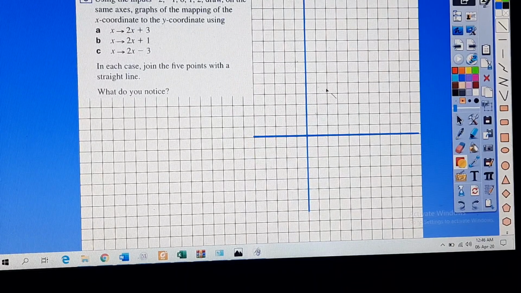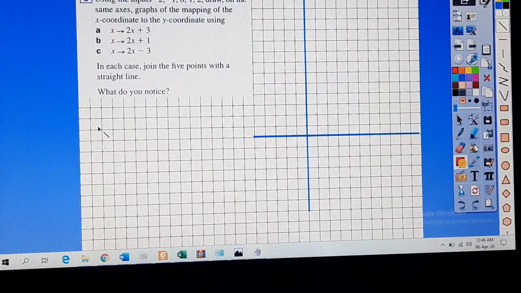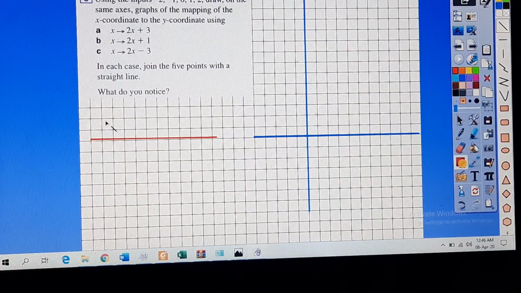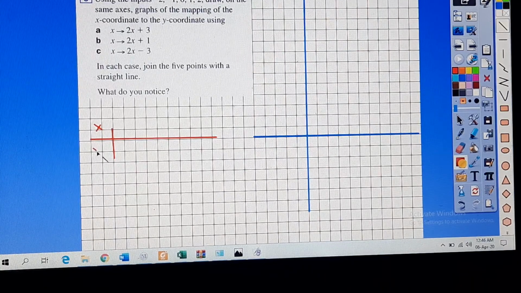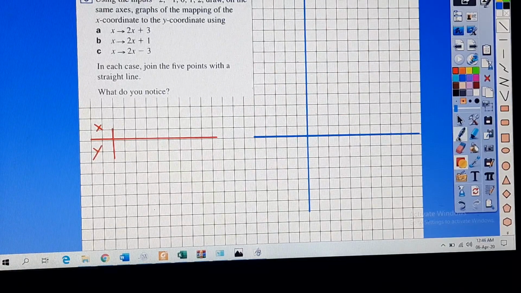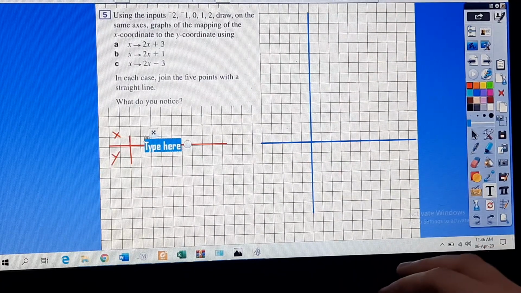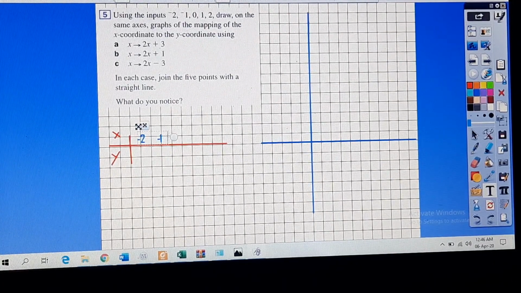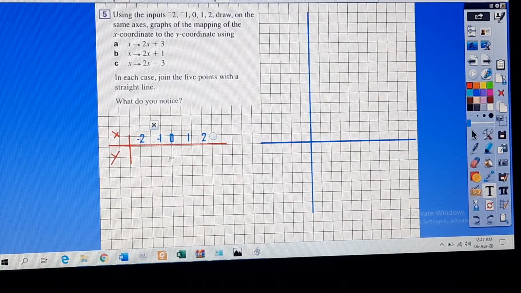So x goes to 2x plus 3. I'm finding the coordinates directly on the coordinate system, but please, you have to do the operations or form a table here. Let's do the first one as the example. To make it easier, we can divide into this form. Here is x, here will be f of x or y, which is 2x plus 3. x will take the values from minus 2 to minus 1, then 0, 1, and 2. So it's better if you draw a table like this.